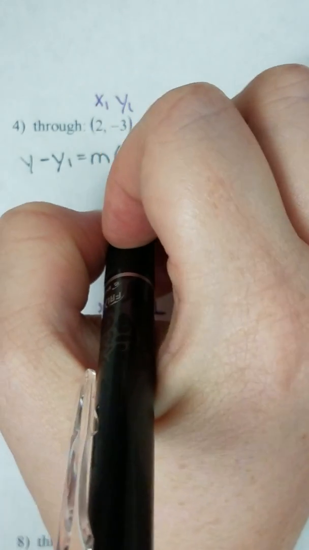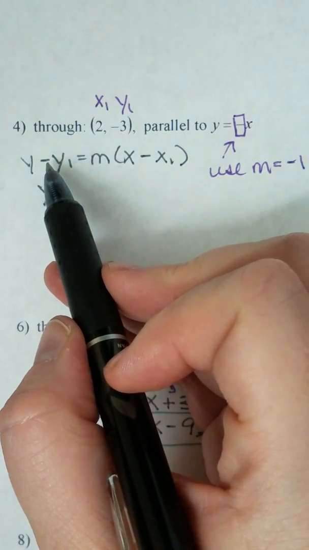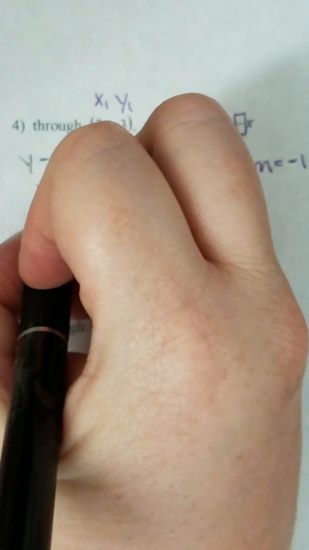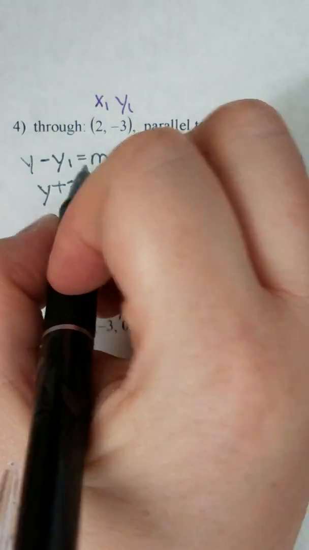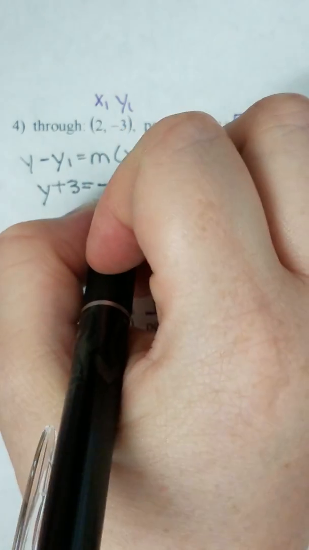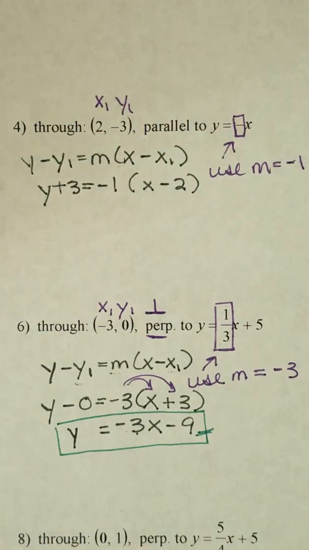I still need to use point slope form. And when I plug it in, I'm going to get y plus 3, because there's a minus sign there. This is a -3, this is a minus sign, so I'm going to plug it in as positive 3. My slope is -1. X minus 2 goes in parentheses, like that.